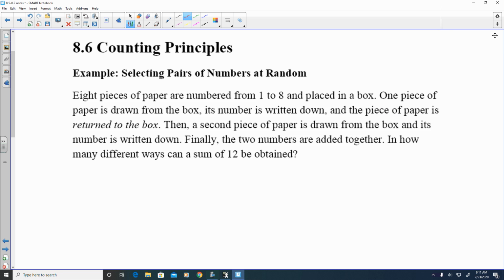All right, here we have section 8.6 on counting principles. So there's a whole bunch of different ways to look at this. It really depends on what the question is. So let's just get started. We're selecting pairs of numbers at random.